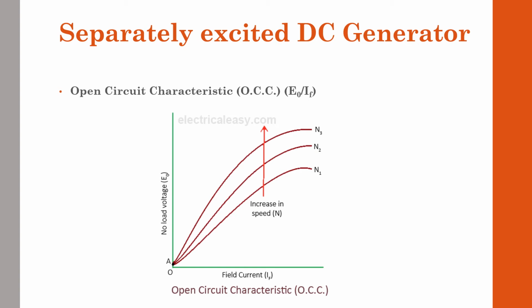The next type is the separately excited DC generator. In that we are going to see about the open circuit characteristics. As we always know, the open circuit characteristics, or OCC, should be plotted between E0 versus IF. E0 is nothing but your induced EMF and IF is nothing but your field current. The induced EMF is directly proportional to your field flux. So if you are increasing the field flux, your field current is also increasing. That's why we are taking E0 versus IF.